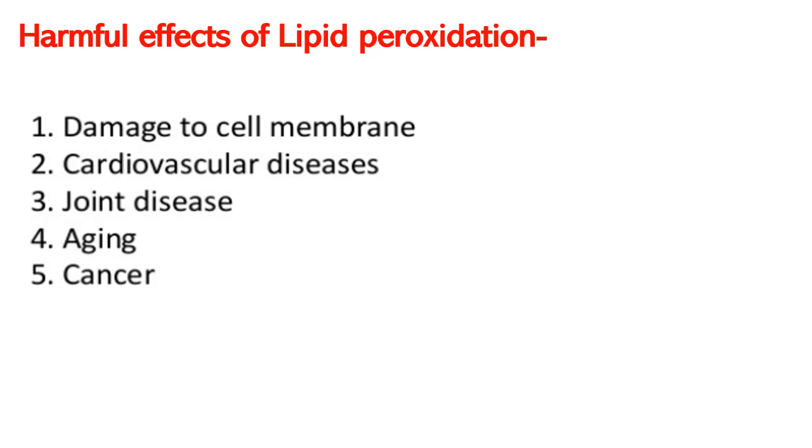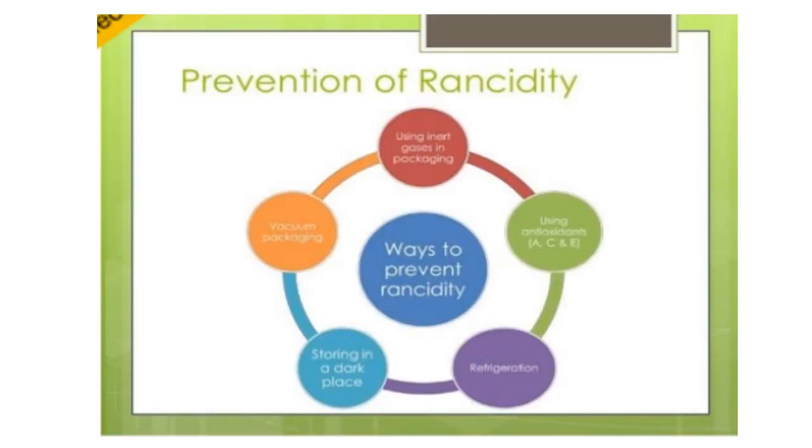Next, harmful effects of lipid peroxidations like damage to cell membrane, cardiovascular disease, joint disease, aging and cancer. Prevention of rancidity. There are some ways which are used to prevent rancidity, like by using inert gas in packaging, by using antioxidant, by refrigeration or by storing in a dark place or by vacuum packaging.